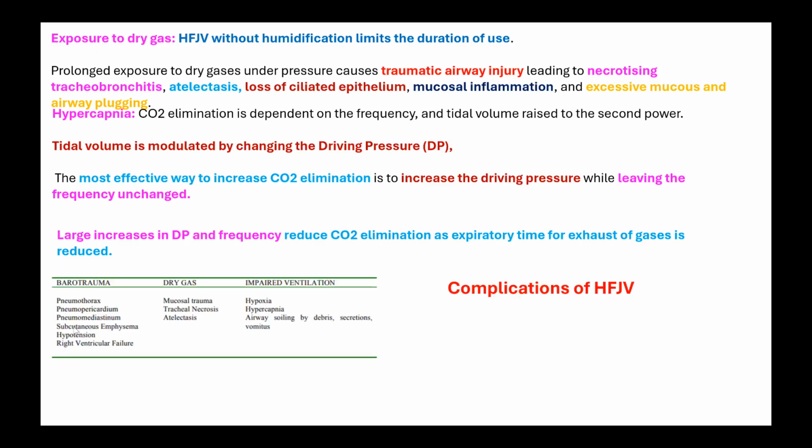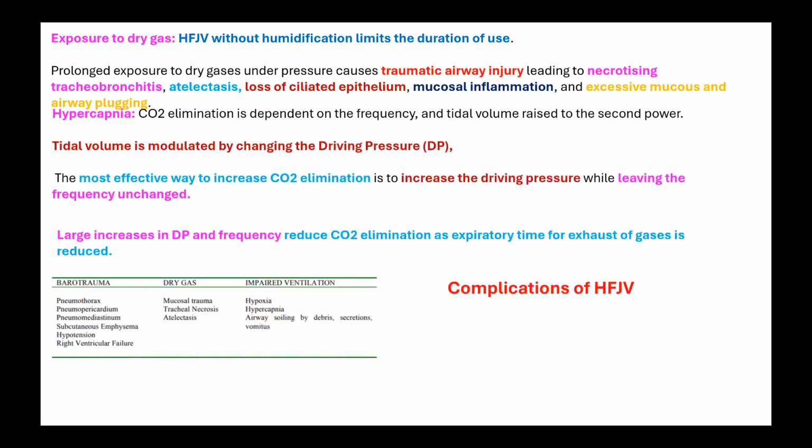The complications are because of the barotrauma, dry gas, and inadequate ventilation. So it can result in hypoxia, hypercapnia, and airway soiling with blood, secretions, vomitus, etc. So these are the points that you have to think about.